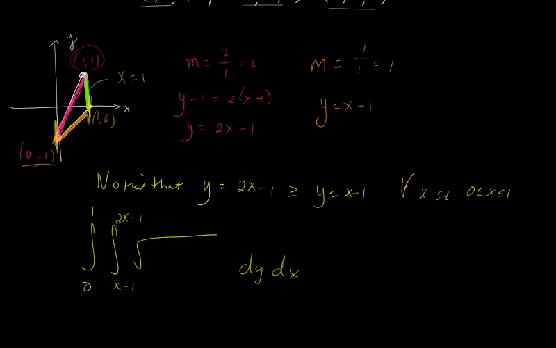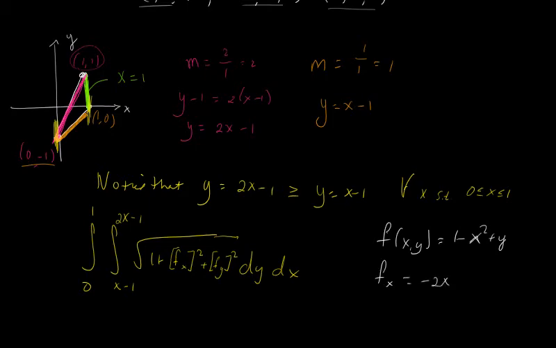So then we just need to set up our integrand here. So it's 1 plus the partial of f with respect to x squared, plus the partial of f with respect to y squared. Man, I have mush mouth tonight. Okay, so continuing onwards. Our original function here was f of x, y equals 1 minus x squared plus y. All right, so the partial derivative of f with respect to x is -2x. The partial derivative of f with respect to y is just 1.